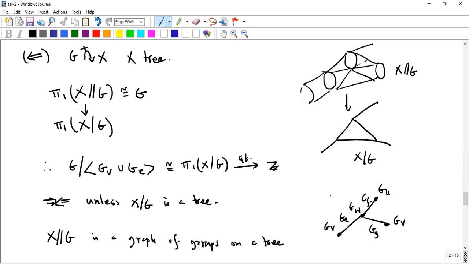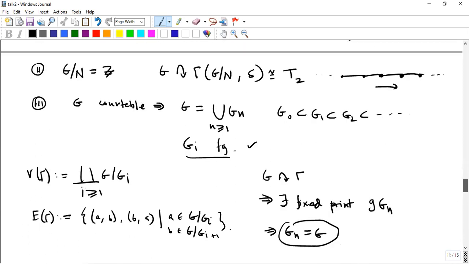And the fundamental group of this graph of groups will be an amalgamated product of everything, right? So in particular, it will be an amalgamated product of this part and this part along this edge G. But the fundamental group of the graph of groups is exactly G. So G is an amalgamated product, but G cannot be an amalgamated product because that's one of these hypotheses.